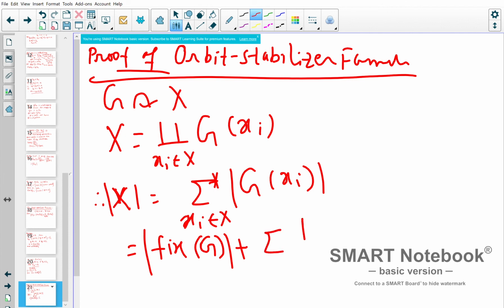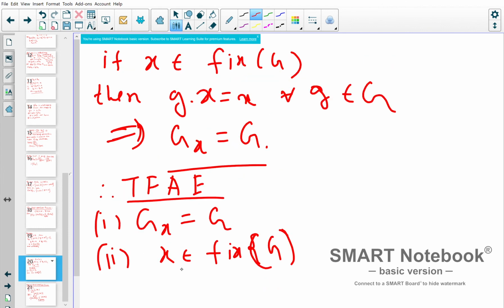The remaining ones will be those x_i which do not belong to the fixed point set of G, right? They are not an element of this. So I divide the full set into two subsets: one which contains all the elements in the fixed point set of G, and the set of those which are not inside the fixed point set of G. Now for these fixed points of G, why am I doing this? Because for these we just proved the equivalence.